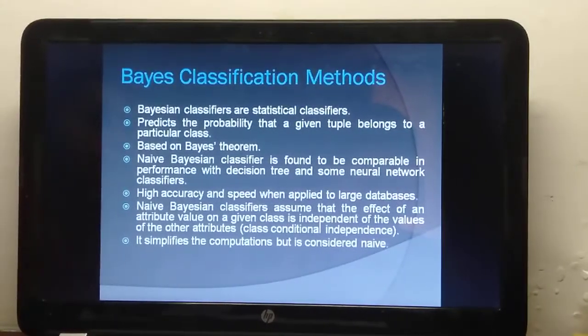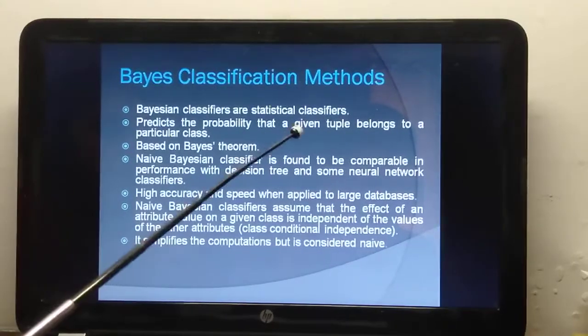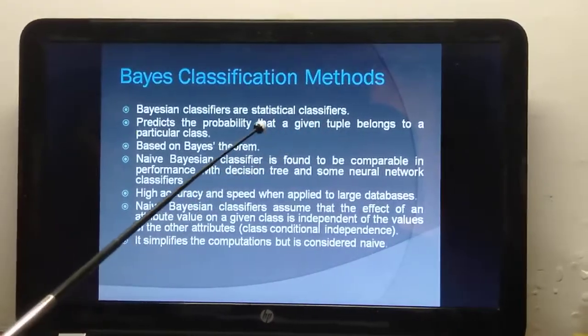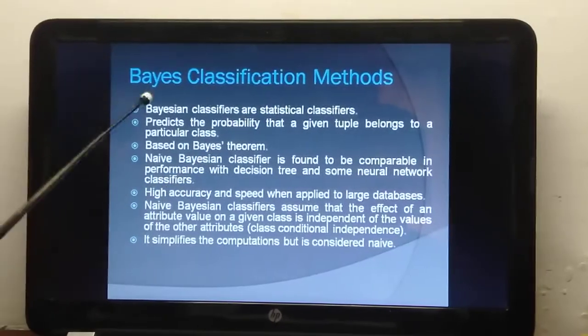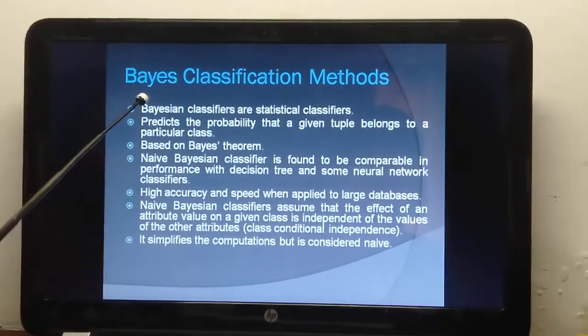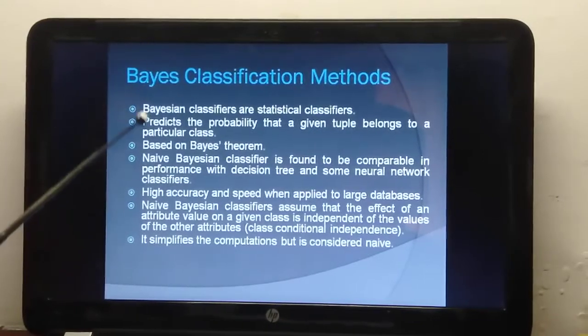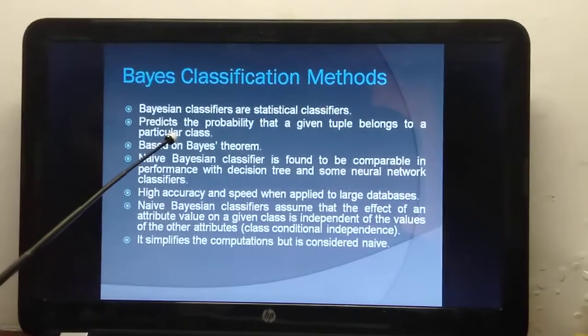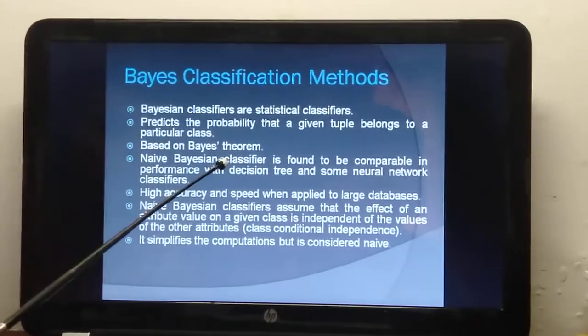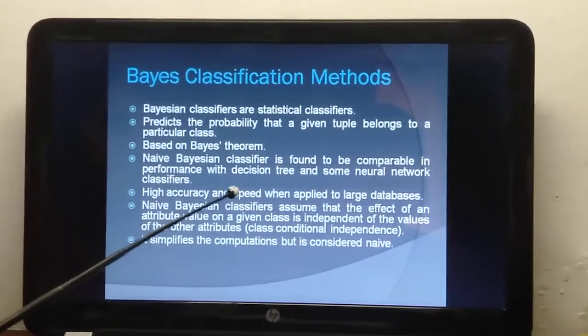Now, probability based classification is a statistical classifier. Statistical probability is used for Bayes classification. It is a prediction: it predicts whether a given tuple belongs to a particular class, and that is done based on Bayes theorem. We will be just revising Bayes theorem.